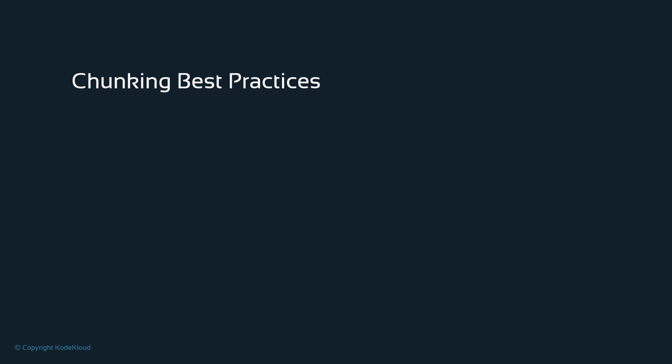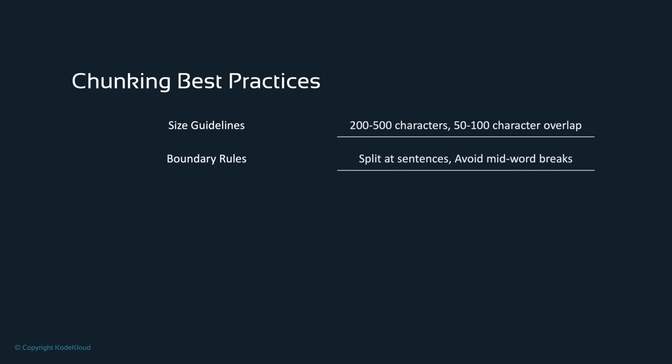Let me share some key principles for effective chunking. For size guidelines, 200 to 500 characters is a good balance of context and precision, with 50 to 100 characters overlap to maintain continuity. You might need to adjust based on your content. Technical documents might need different chunk sizes than general policies. For boundary rules, always try to split at sentences to maintain grammatical integrity. Avoid mid-word breaks to keep words intact and preserve paragraphs to maintain logical structure. Finally, always test with real queries to ensure your chunks actually answer questions.